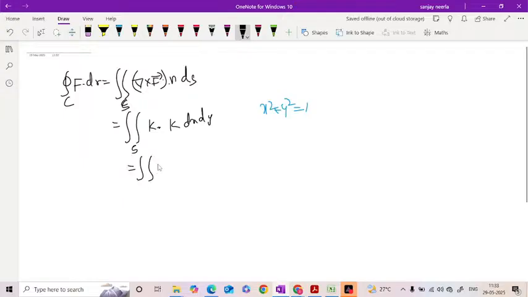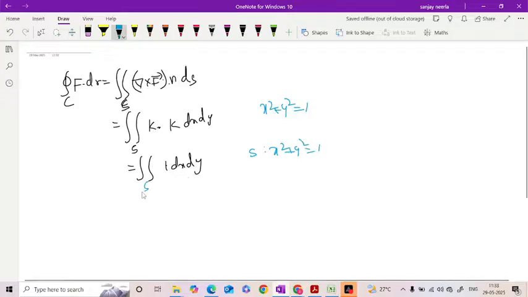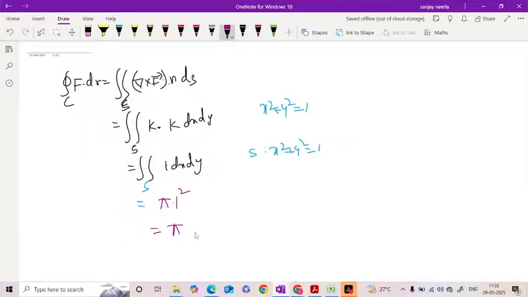So now 1 into dx into dy. What is our S here? S is x squared plus y squared is equal to 1. What is the result of this one? Area. So area is pi into 1 squared is the result. So pi is the result. Okay? Clear? So this is our third result.